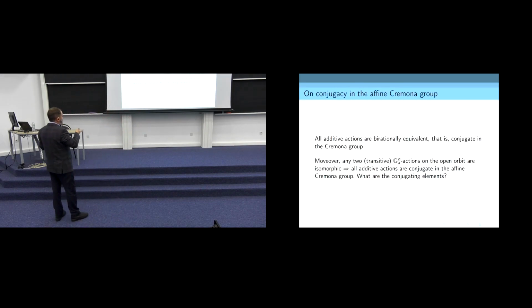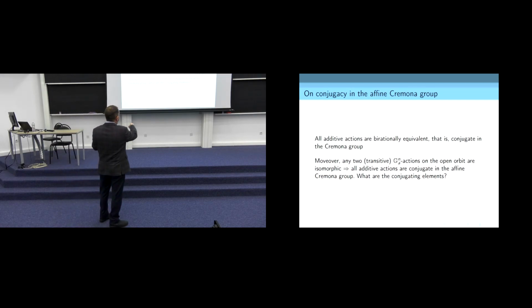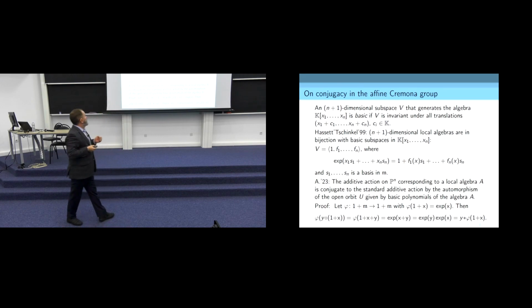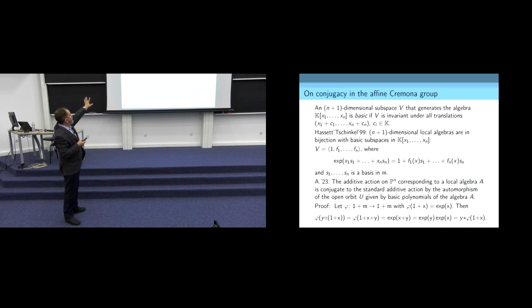But you may ask, what is the conjugating element? And the answer is here. So this is again from the Hassett-Tschinkel paper. Take the algebra of polynomials in n+1 variables, and take a subspace inside of this algebra, which is firstly n+1 dimensional, secondly is invariant with respect to translation, and thirdly generates this algebra. Okay? So you may take the linear span of variables and unit.